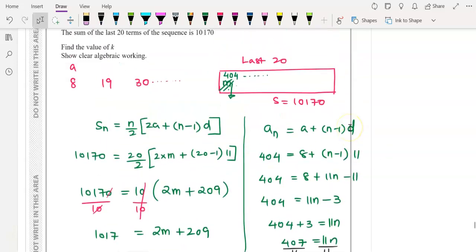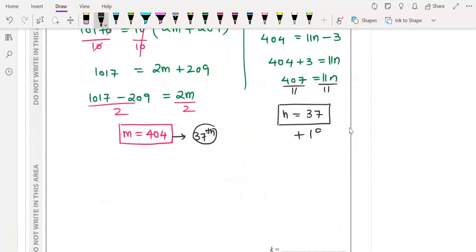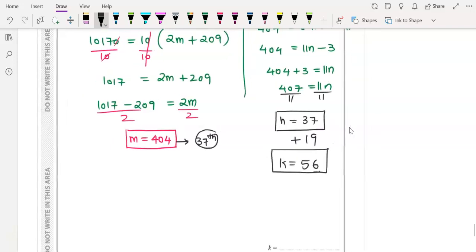Okay, so let's go back. So 404 is the 37th term of the sequence, and after 404 we have 19 more terms. So 37 plus 19. So altogether we have 56 terms in this sequence, and that's what the question asks, to find how many terms are there altogether in the above sequence.